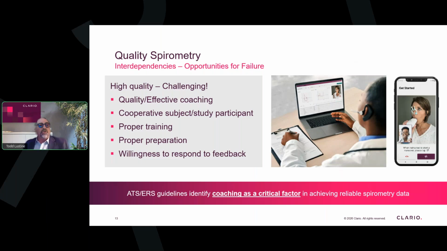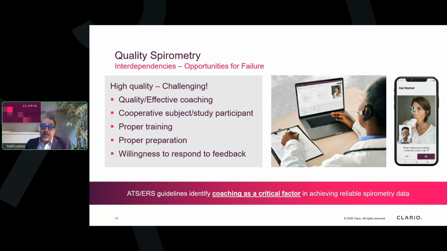It requires optimal coaching, cooperation and maximal effort from the tested participant, and requires active assessment of the emerging quality of the test during the actual conduct of the trial with each effort. This is inclusive of appropriate in-stream prompts to improve performance. There's a necessity for assessment of repeatability and other parameters to meet ATS/ERS standards. Applying these standards can help improve quality, but certainly does not ensure it.